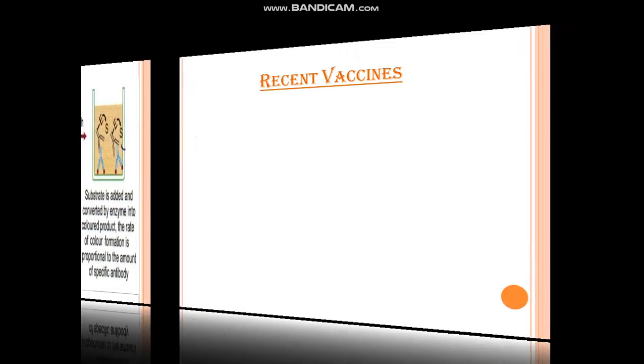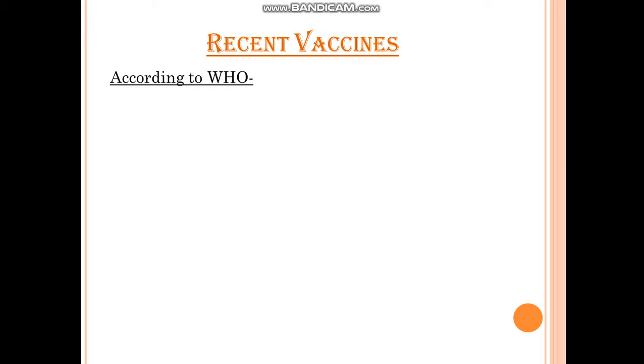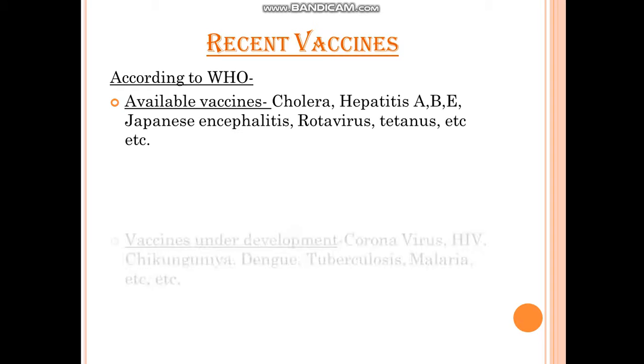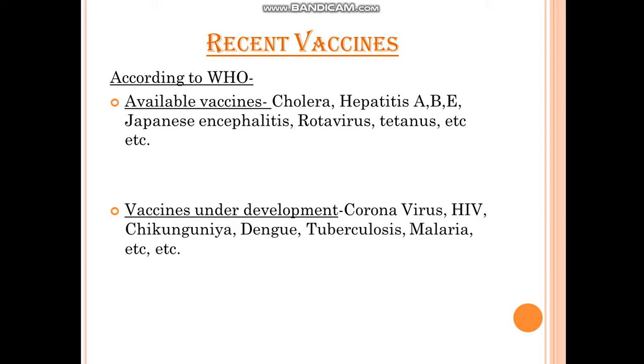Okay, the next topic is recent vaccines. The most recent vaccines. Here I am giving you the data which is being provided by the World Health Organization, that is WHO. The vaccines which are already available are for cholera, hepatitis A, hepatitis B, hepatitis E, Japanese encephalitis, rotavirus, tetanus, etc. You have all of them being given to you, and you can find them. The available vaccines have been given to you and are written in your immunization card. But then also we have certain vaccines which are under development or in the pipeline. We are working on them.